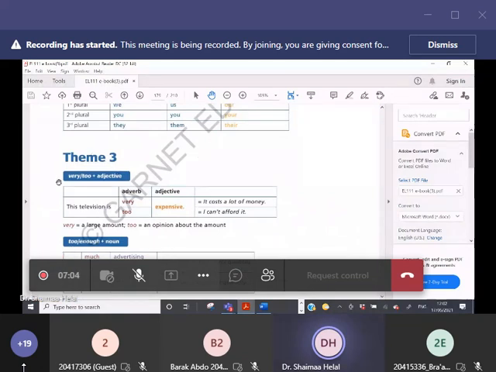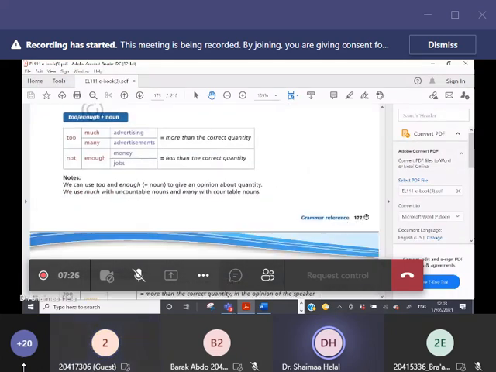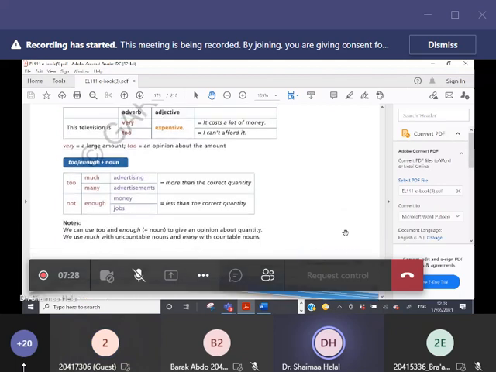Theme 3, very and too plus adjective. You're going to understand the difference between very and too followed by an adjective. Of course, this difference is related to meaning. What is the difference from the point of view of meaning? What is the page number, Victoria? 177. Here, you can see it, 177. Okay?